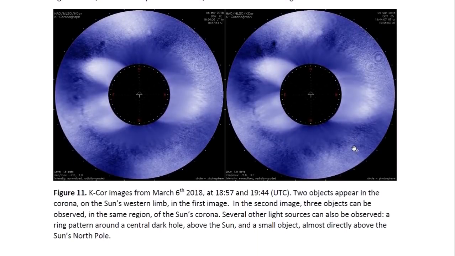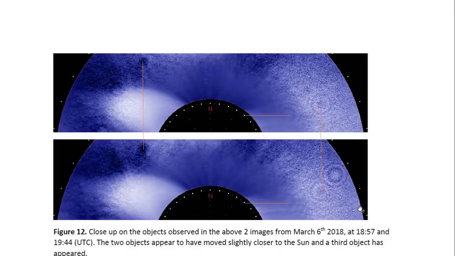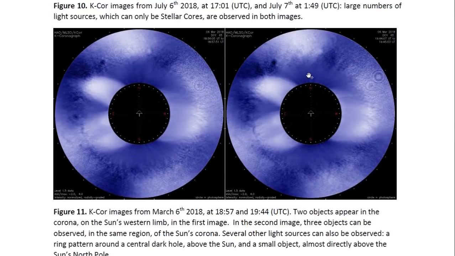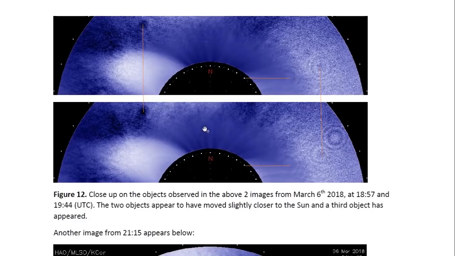Now these images are from March 6, and what we see is two objects in the sun's corona, also on the western side. This image is from 1857 and this one is from 1944. And we can see it looks like the two objects are still there, but another one seems to have appeared. We also see a little object just above the North Pole that we don't see in the July images. So obviously it was there for a while and it disappeared after a while. You can see it more clearly here.